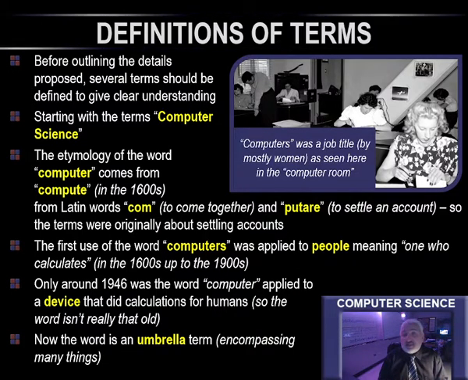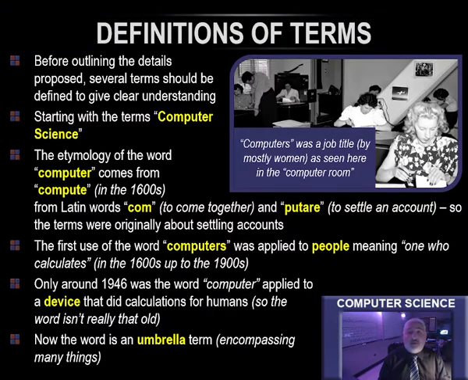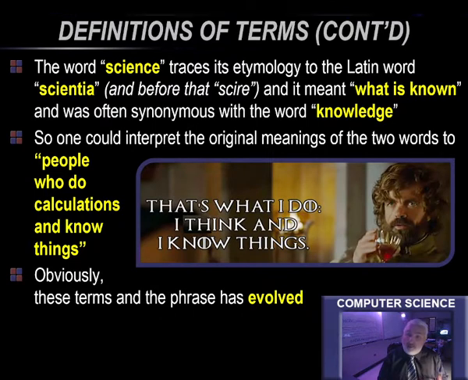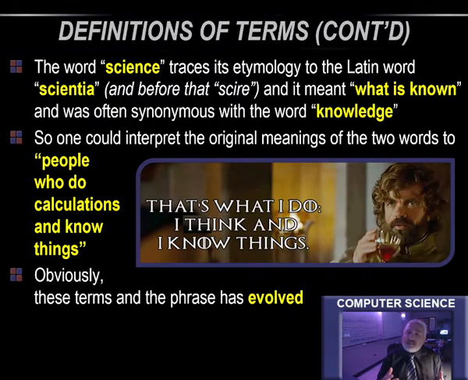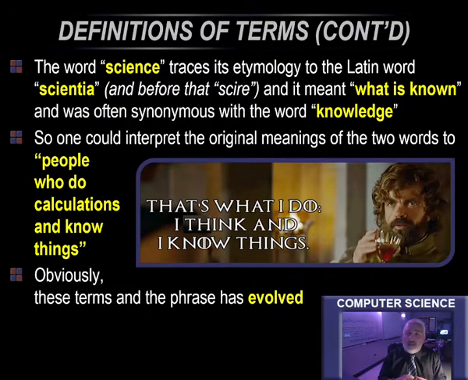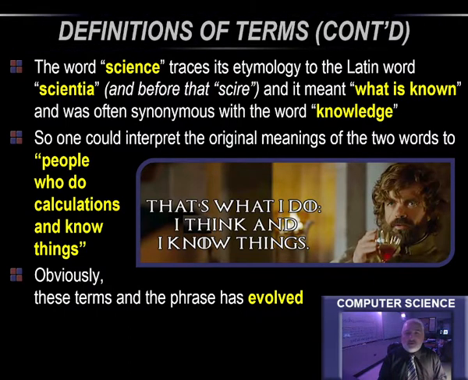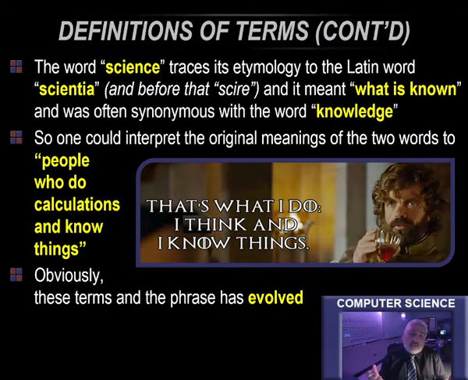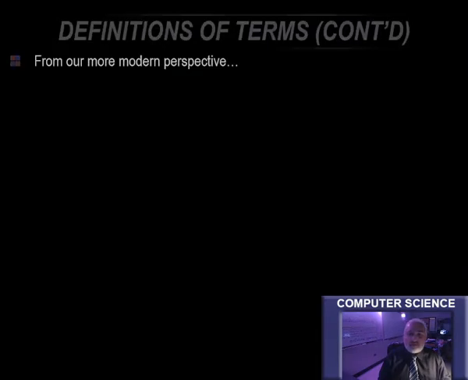So the word itself isn't that old, and now we use the word computer as an umbrella term to encompass many different areas of technology. The word science originally had its etymology as the word knowledge, or what is known. So we could put those together and interpret the meaning of computer science as people who do calculations and know things. Obviously, this phrase has evolved over time.